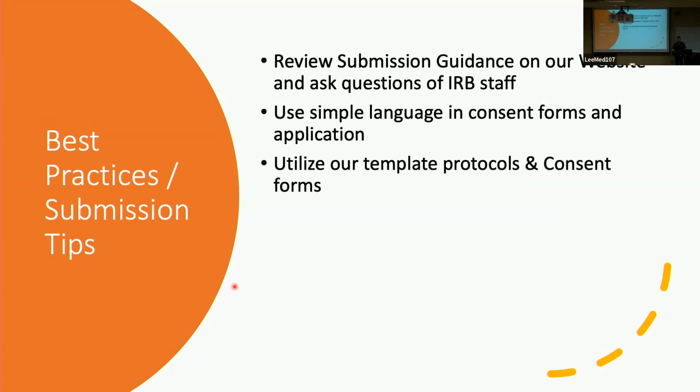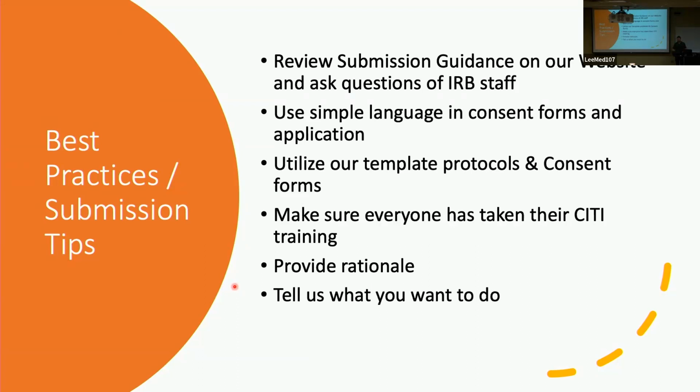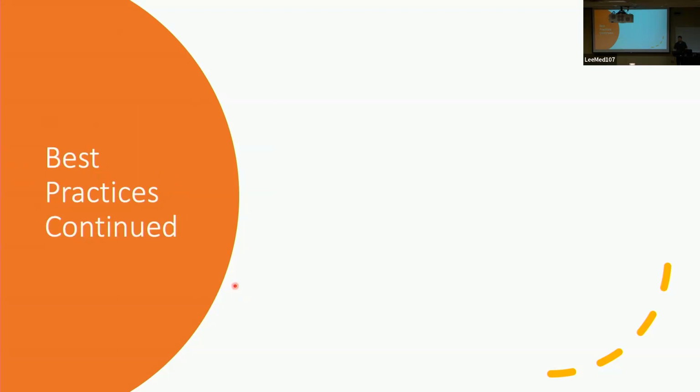Utilize our template protocols and consent forms, and make sure everyone has taken their CITI training. So you've learned a little bit about CITI training. You have to make sure that stuff gets done. Provide rationale so we understand why you're doing the research. Again, we have to understand the scientific validity. And then, of course, tell us what you want to do in plain and simple language so we can understand it. Give yourself plenty of time so we make sure that we're able to go through that review process.